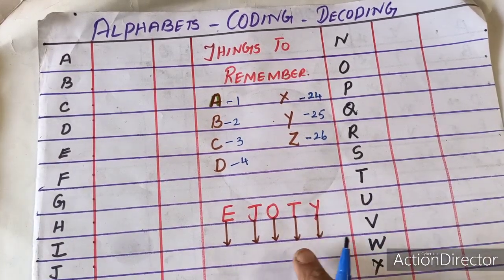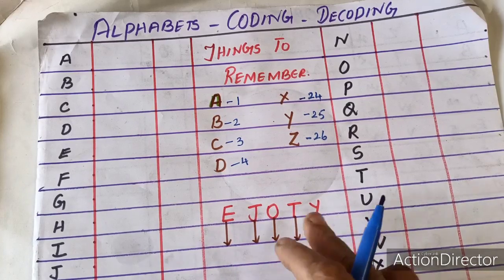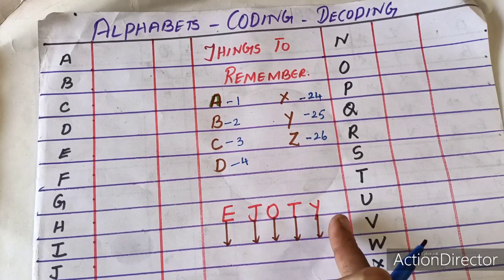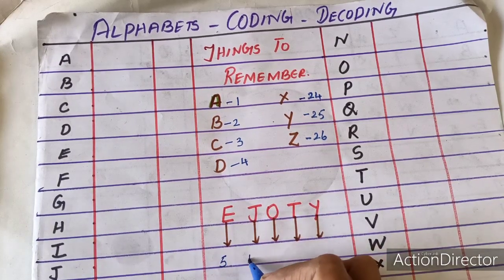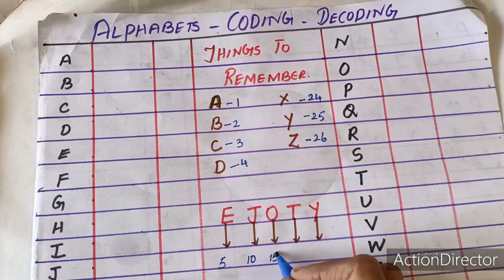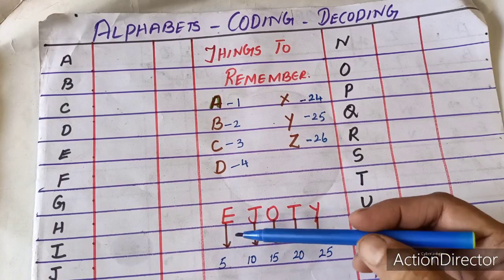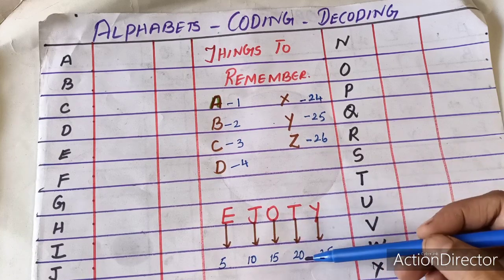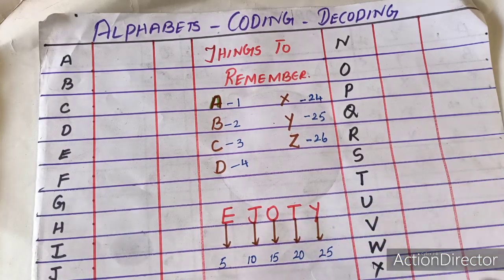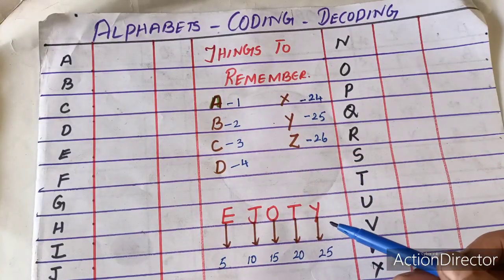Apart from that, let me remember one word, Ajoti. Let us assume that this is my friend's name, so that I can easily remember Ajoti. For this I am going to assign the numbers of the 5 table. So E stands for 5: 5 ones are 5, 5 twos are 10, 5 threes are 15, 5 fours are 20 and 5 fives are 25. So the number for E is 5, for J is 10, for O is 15, for T is 20 and for Y is 25. These things we are going to remember initially, in the beginning.